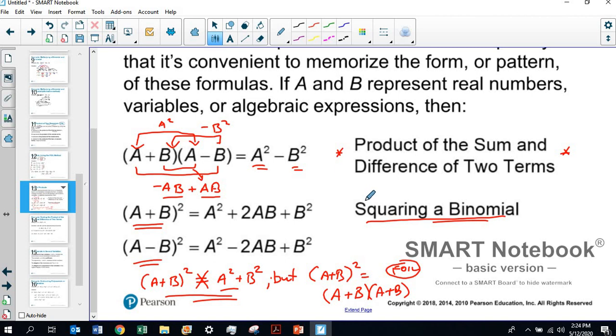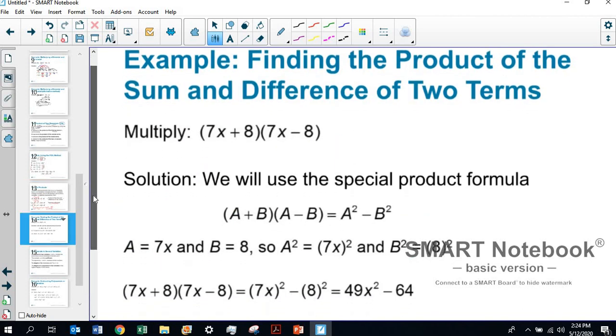This product of the sum and difference of two terms. In other words, the difference of squares here. You should know that one though. But these guys will just come out in the wash if you do them. So it's no big deal. Okay. So see how it works here.